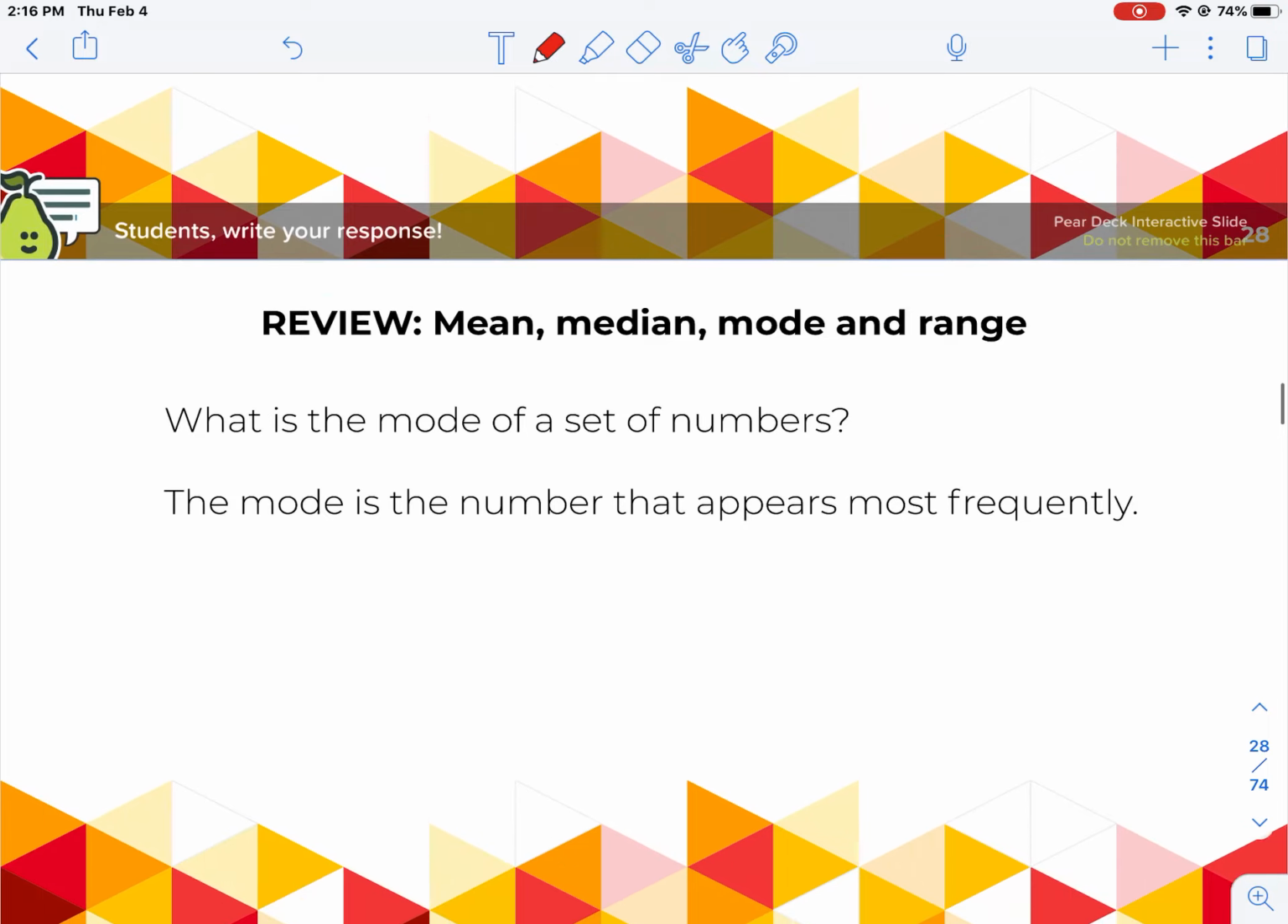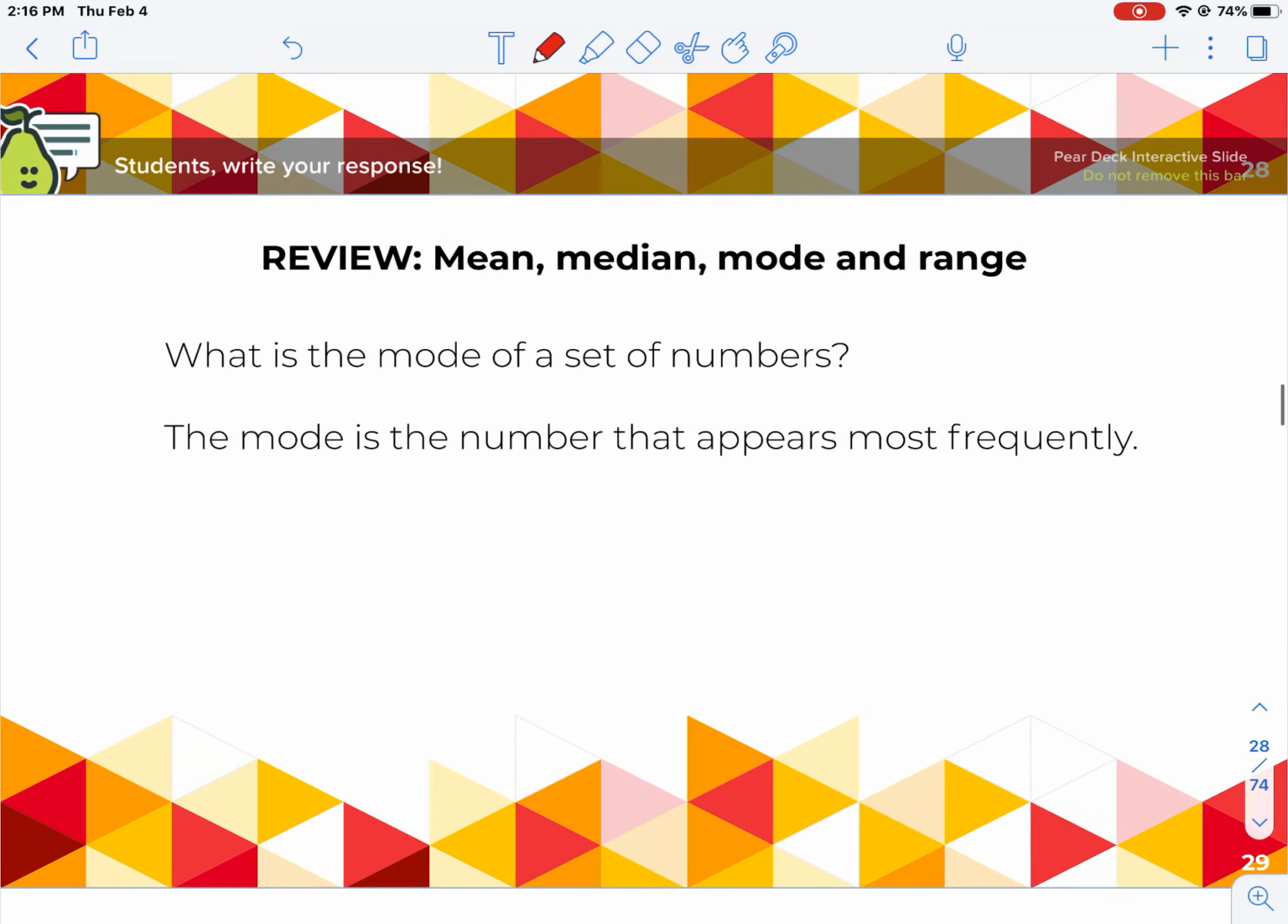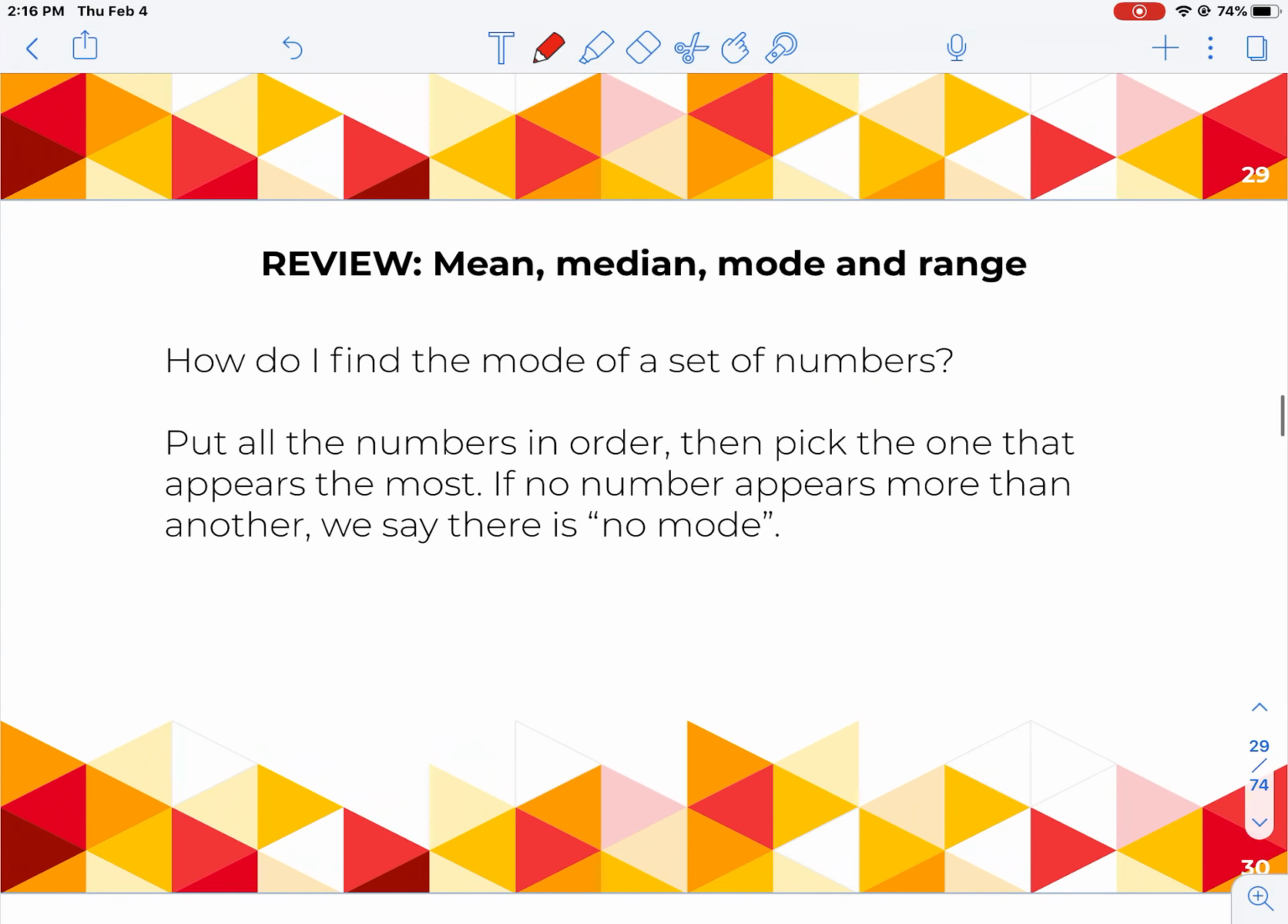Okay, so back in the day, you also learned what a mode of a set of numbers is. Remember, the mode is the number that appears most often. If we want to find the mode, just put the numbers in order and pick the one that appears the most. If no number appears more than others, we say there's no mode. Also, if two numbers appear the same number of times, then you would have two modes. There's something called multimodal distributions.